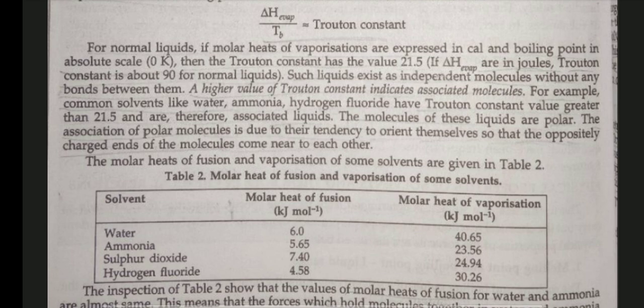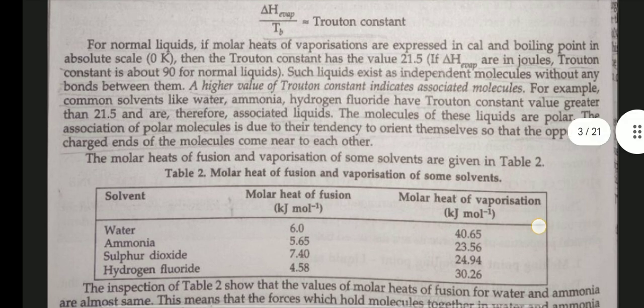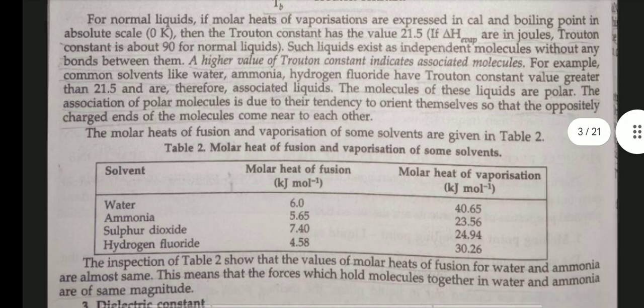A higher value of Trouton's constant indicates associated molecules. For example, common solvents like water, ammonia, and hydrogen fluoride have Trouton's constant values greater than 21.5 and are therefore associated liquids. The molecules of these liquids are polar. The association of polar molecules is due to their tendency to orient themselves so that the oppositely charged ends of molecules come near to each other.